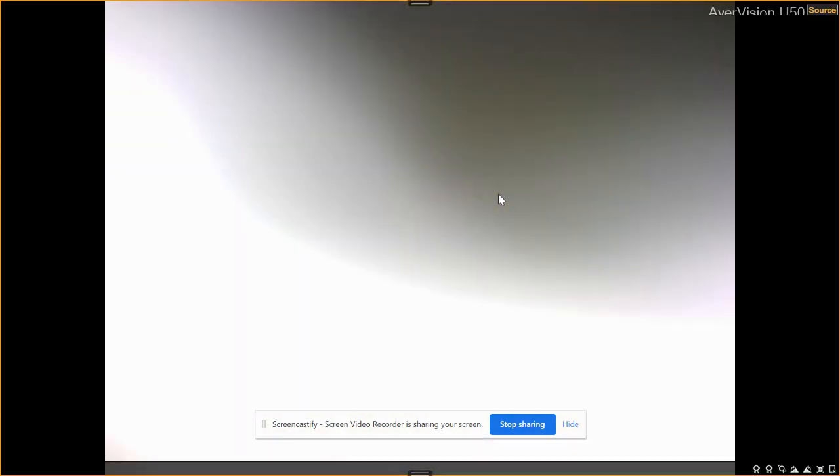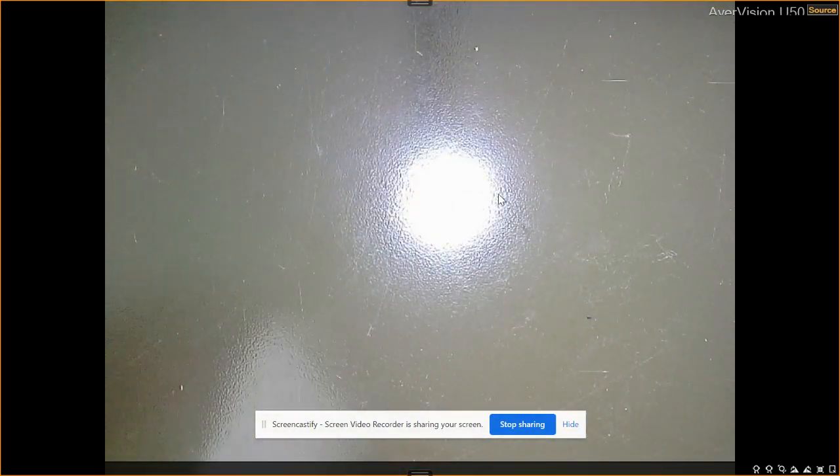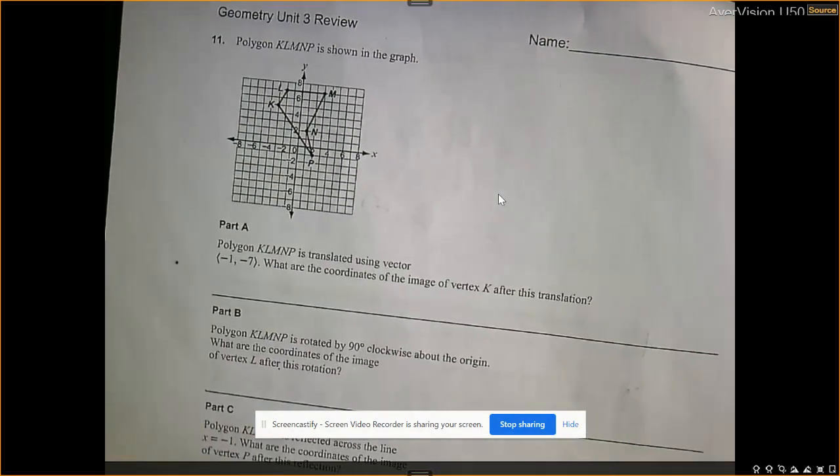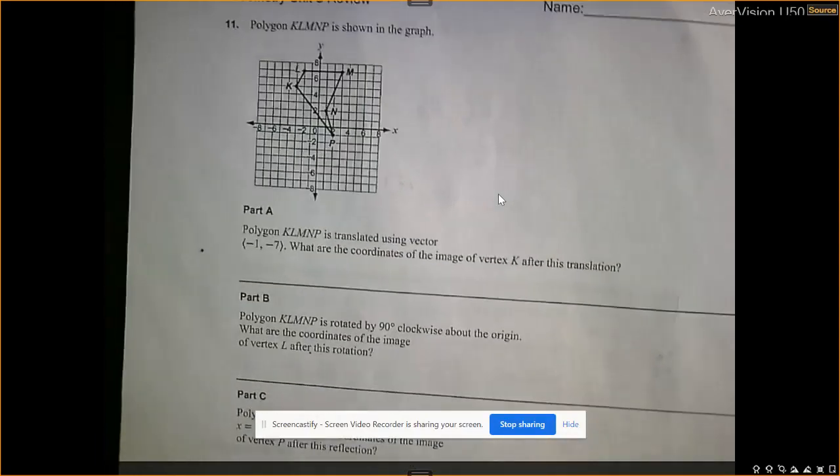Okay, last page. Thank God for me, because wow, I need to go home.